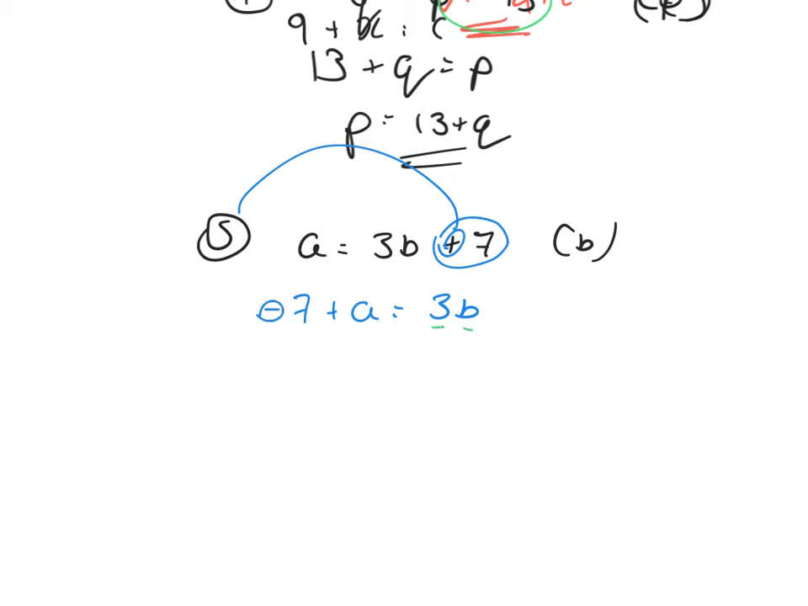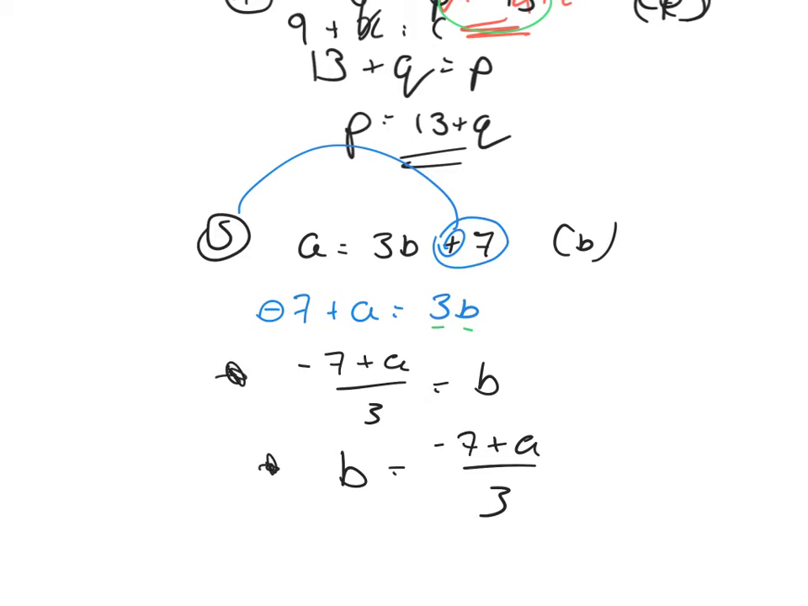I've now got 3b. Now what does that mean? That means 3 times b. So what's the opposite operation of times by 3? That would be divide by 3, so minus 7 plus a divided by 3, and that's equal to b. So then it would follow that b equals minus 7 plus a over 3. This line's optional because really it's the exact same line as this. I'm just switching sides at the end, which is not really necessary.